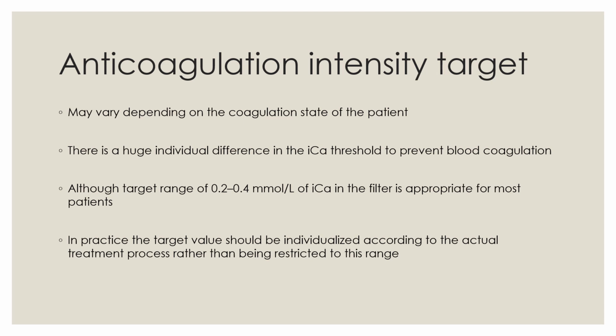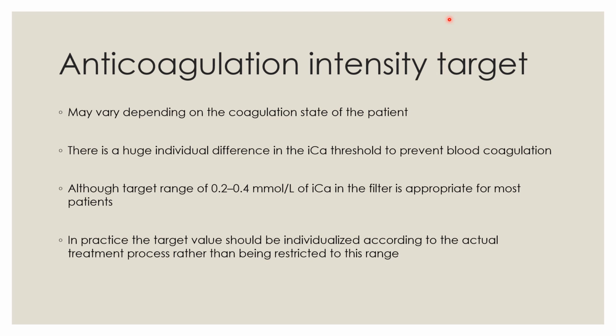The fourth factor which is relevant to citrate dosing is the individual anticoagulation intensity target. The anticoagulant intensity required in vitro may vary depending on the coagulation state of the patient. There is a huge individual difference in the ionized calcium threshold to prevent blood coagulation, such that satisfactory anticoagulation is achieved in some patients when ionized calcium in the filter is only less than 0.5 millimole per liter, while in some others it is required to be 0.2 millimole per liter strictly.